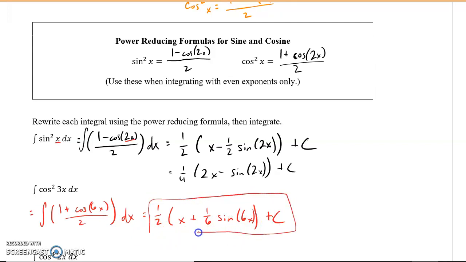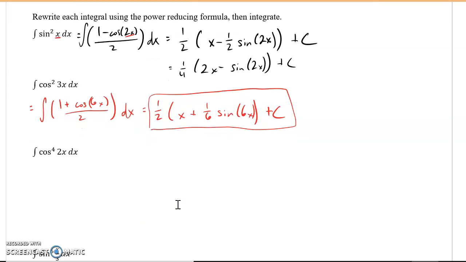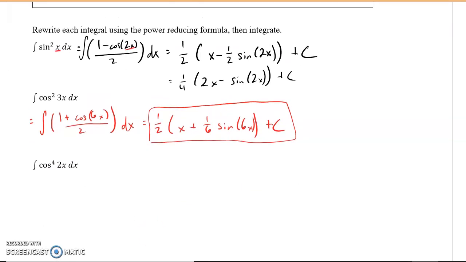We just need to know a trig identity in order to integrate them. Where it gets kind of fancy is when we have something bigger than 2 as our exponent. So if we have 4 as our exponent, you might say, well, so what? Well, let's take a look at this. We don't have a power reducing identity to the 4th power, but we can write this as cosine squared of 2x, and then I can square that.